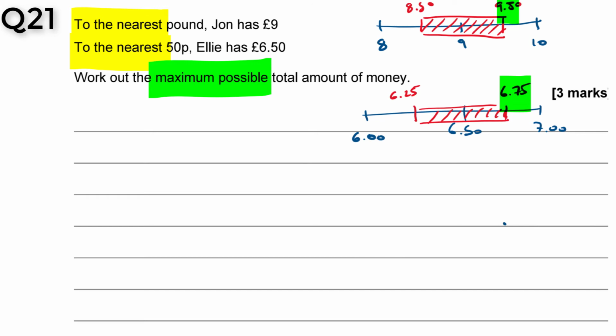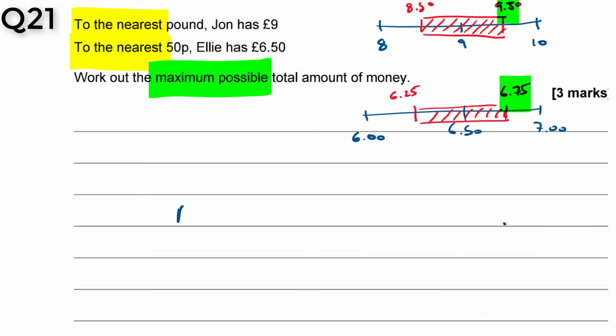So you should use 9.5 and 6.75 in your calculation when you're finding maximums. But in this case, money, pounds and pence, is a discrete amount. It's not a continuous amount. So actually, the highest amount possible for John is not going to be £9.50, because I would have to round up in that case. It's going to be £9.49.